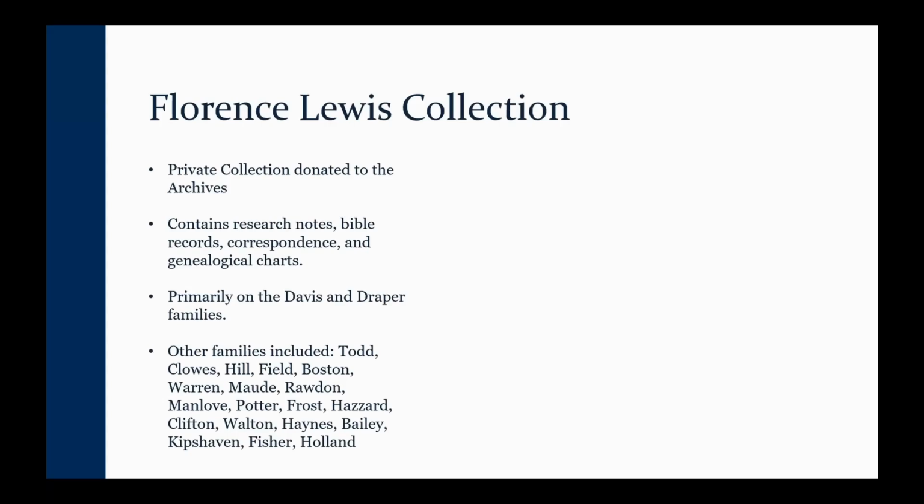Another type of genealogical collection is the Florence Lewis collection. This is a collection of notes, Bible records, ledgers, land records, correspondence, and charts that Florence Sherman Davis Lewis compiled in her own research. The records in this collection date back to the early 1700s up until the mid-1950s and cover a whole host of families throughout Delaware. There is a list of the family names included here on the slide.